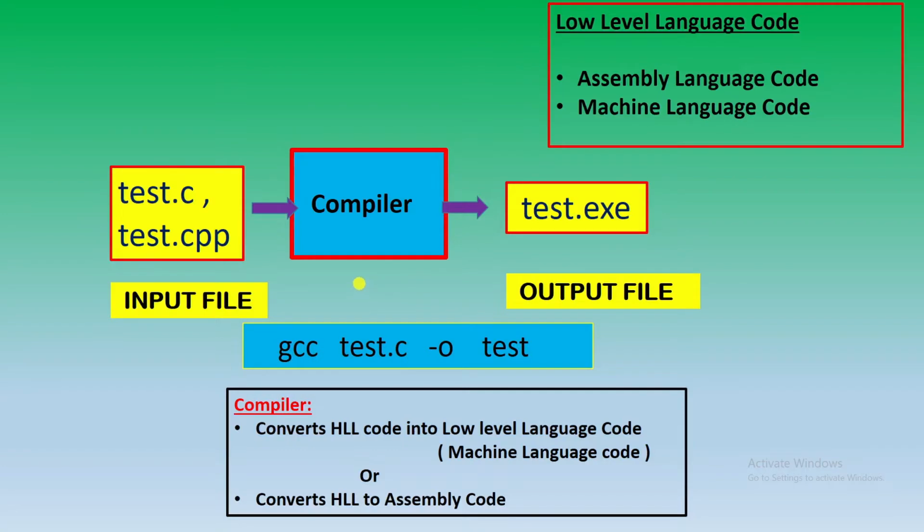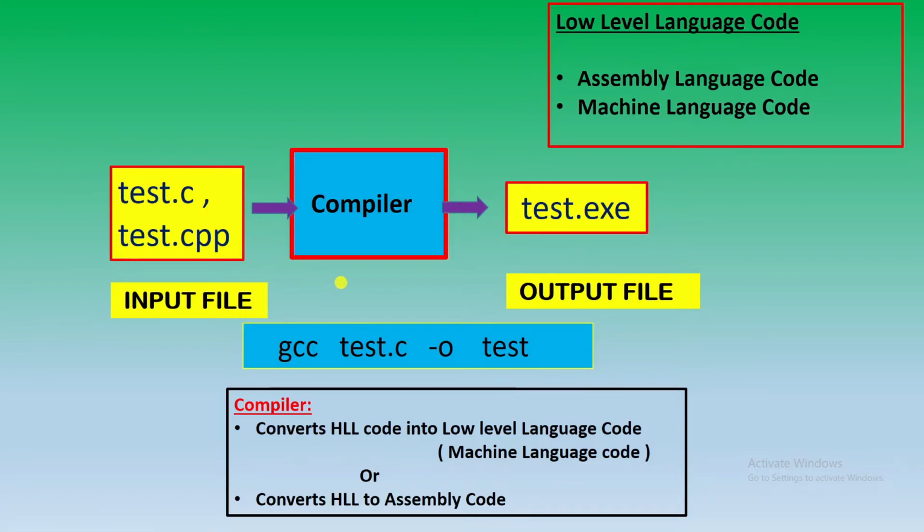Okay, but the question is, when we are saying that a compiler is a translator, it converts a .c file or any high level language code into an executable file. Here we have written that it converts high level language code to assembly code also. Assembly and machine code come under low level language code. So the question is, where is the assembly code here? We have just run this command and we got the executable file, but where is the assembly code? We can't see any assembly code, right?